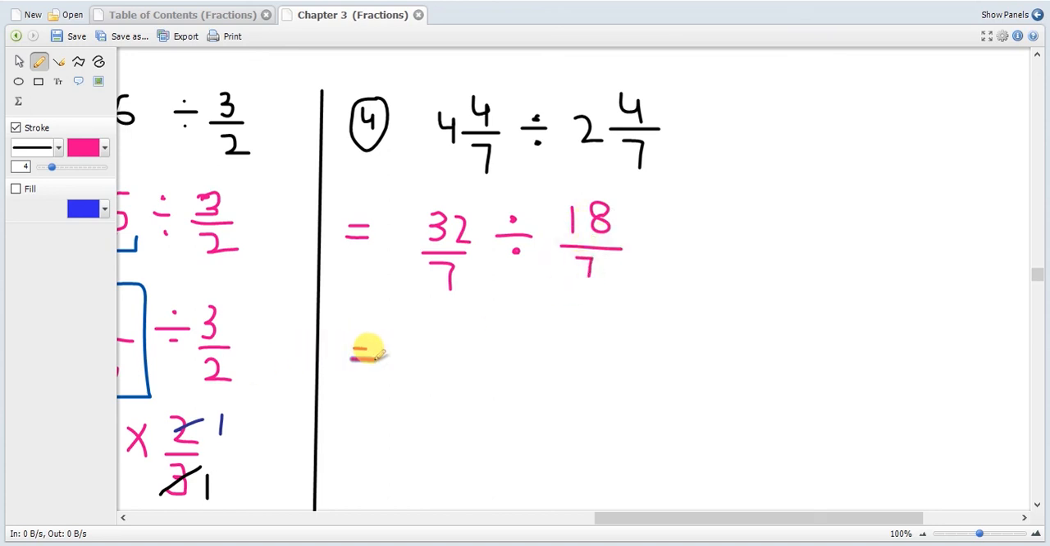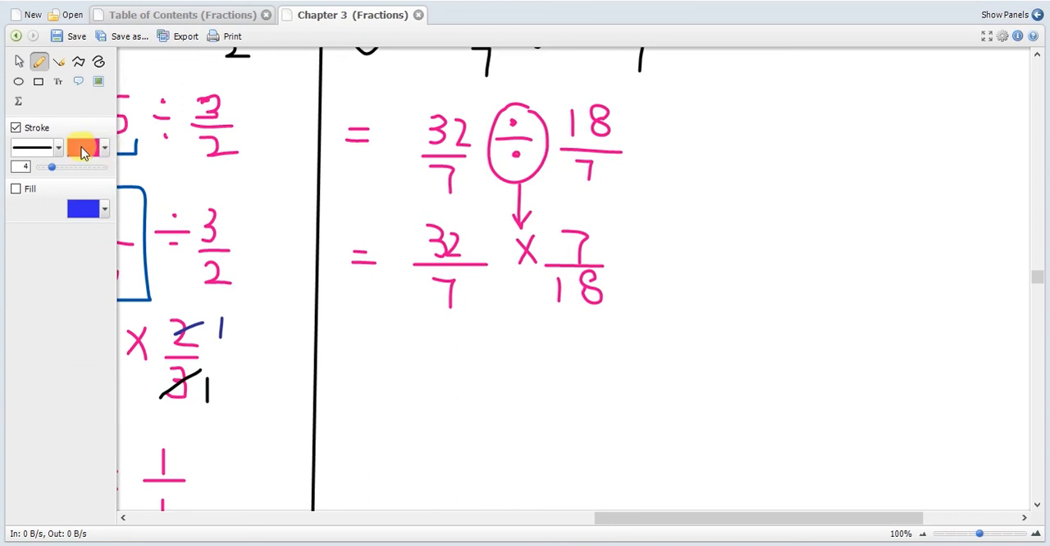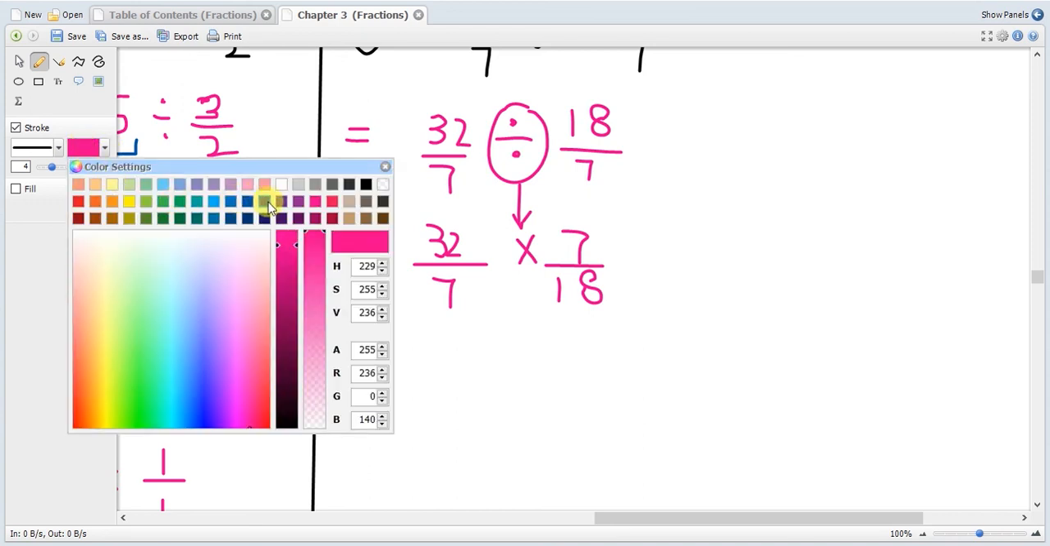Now we can change the sign of division into multiplication. I wish I could write it using a pen on a piece of paper rather than solving questions on the electronic board. So I have successfully changed this division sign into multiplication and switched the positions of the second fraction, so it becomes 7 over 18. Now check if it can be simplified or not. Yes, it can be simplified.